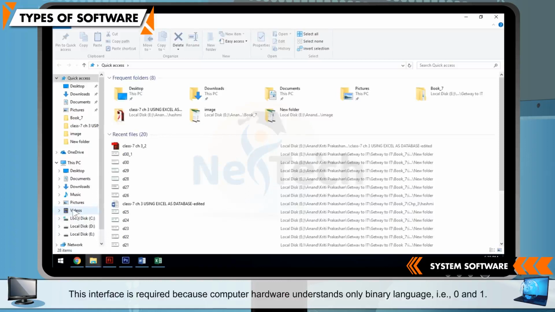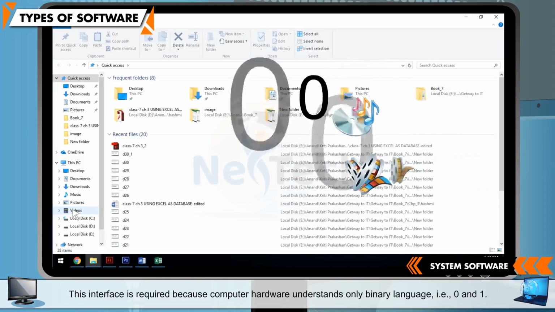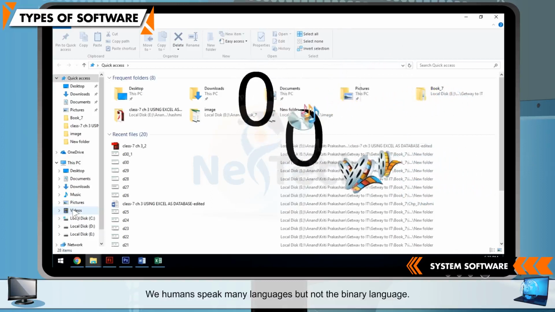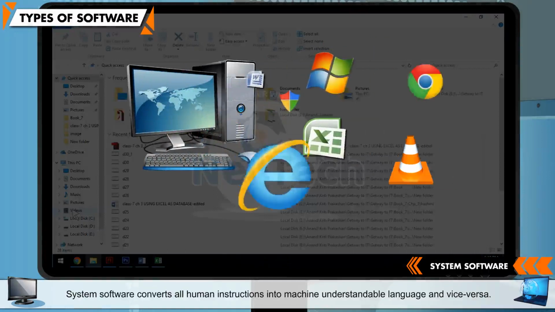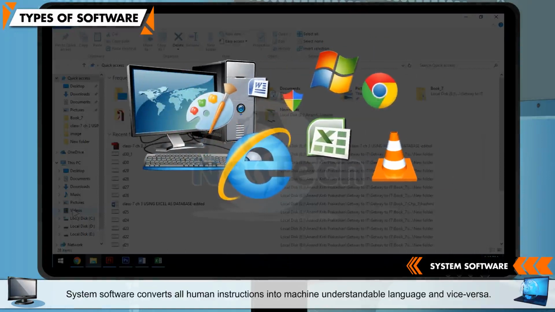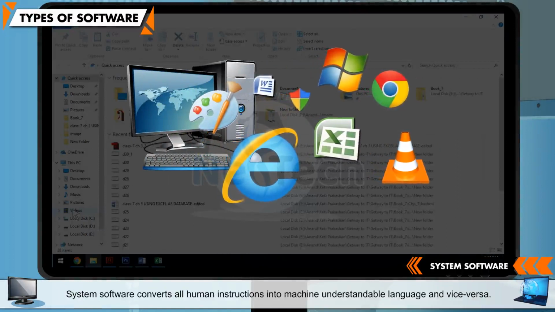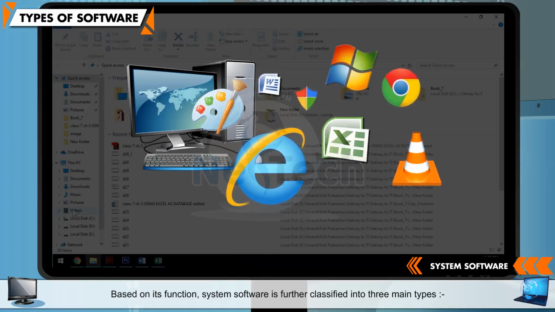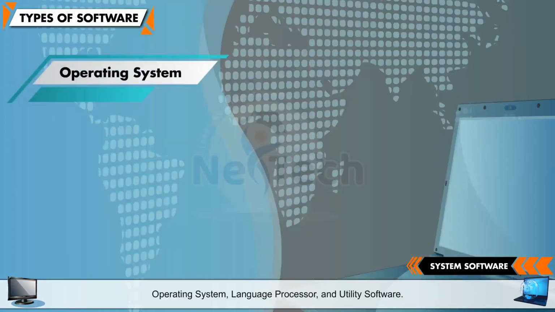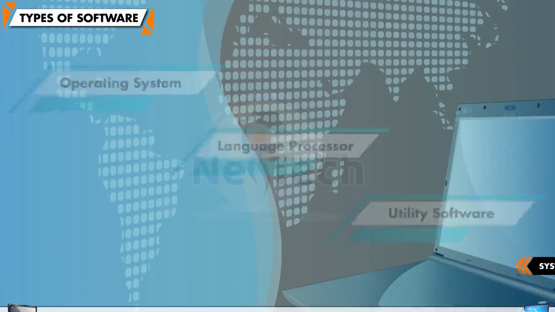This interface is required because computer hardware understands only binary language, that is 0 and 1. We humans speak many languages but not the binary language. System software converts all human instructions into machine understandable language and vice versa. Based on its function, system software is further classified into three main types: operating system, language processor, and utility software.